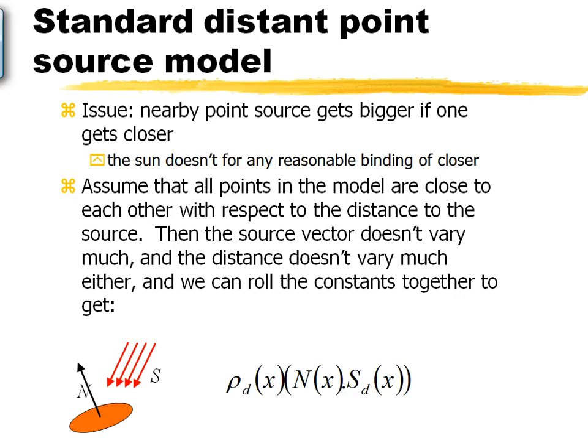So the standard distant point source then in reality that we end up using more commonly for calculational purposes is something where we just use our standard diffusion model. We assume that all the points in the models are close to each other with respect to the distant source, and then the source vector is not going to vary much. So if it's the same source vector everywhere, then what's the difference? Everything just modulates up and down. Nothing actually changes on a point-wise basis.